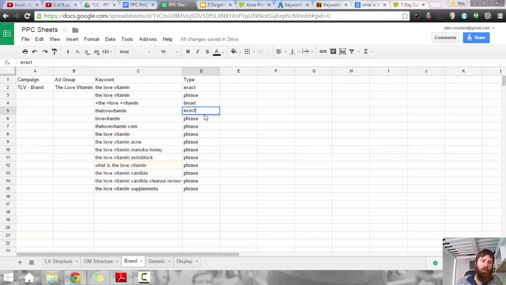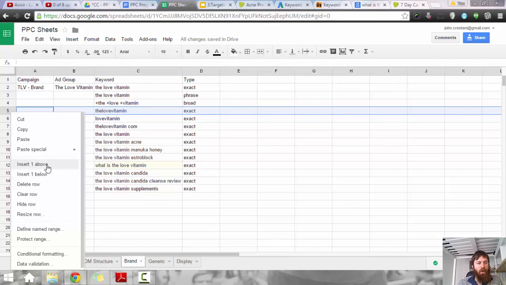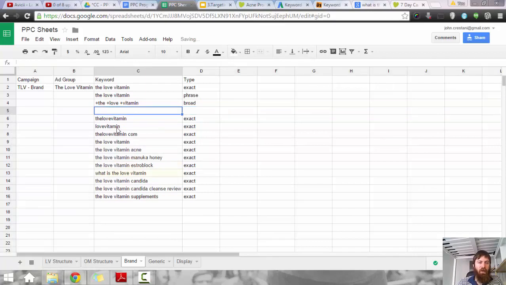I sometimes go back and forth about whether I want these in phrase or broad. You can test it out for yourself. But this is pretty good. And if we want, I could just put these all in exact match, and we could let it go like that. Some of these aren't going to get very many phrase match search terms. But keep in mind, the Love Vitamin in broad is going to get a lot of the search volume right there.